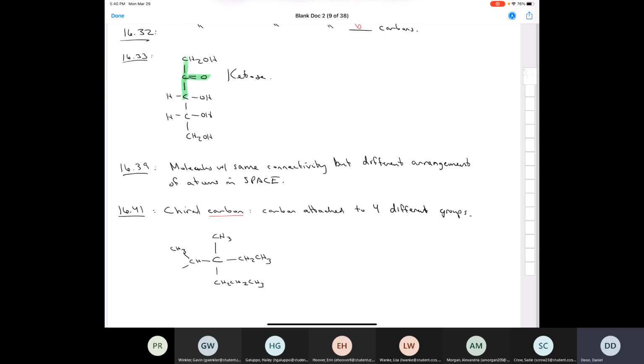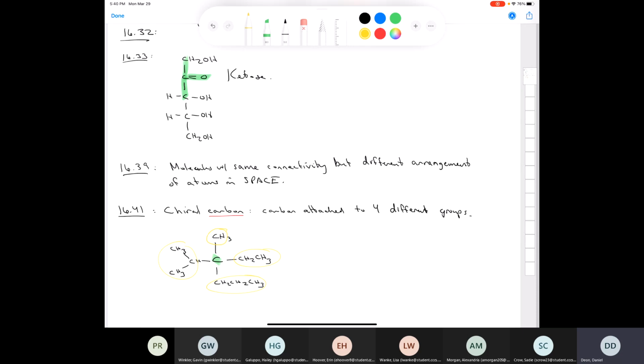There we go, an isopropyl group. Right, that carbon in the middle is a chiral carbon because I have 4 different groups. The methyl group is a group, ethyl is a group, propyl is a group, and the isopropyl is a group. 4 different groups. It doesn't have to be 4 different atoms. That's a trap that students will fall into.